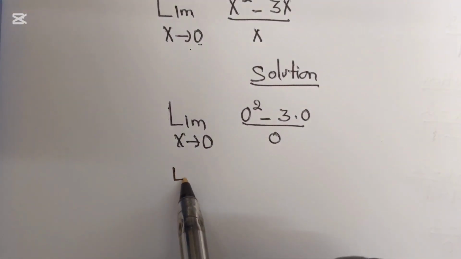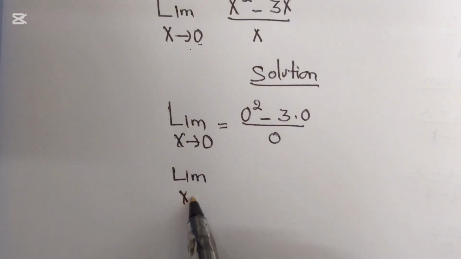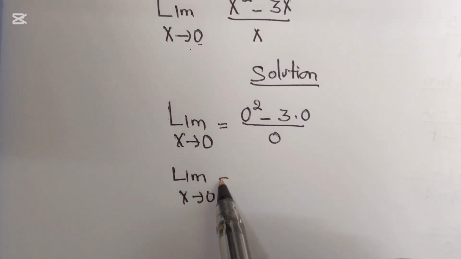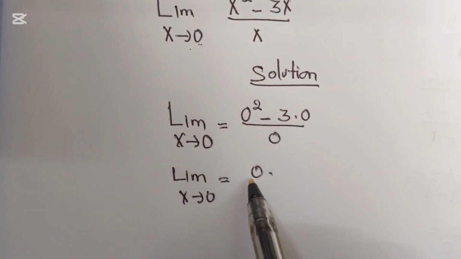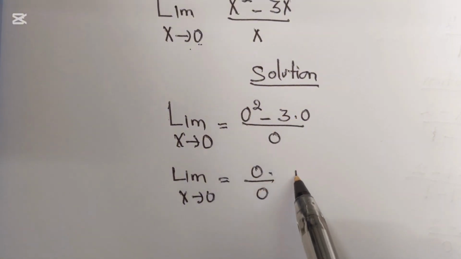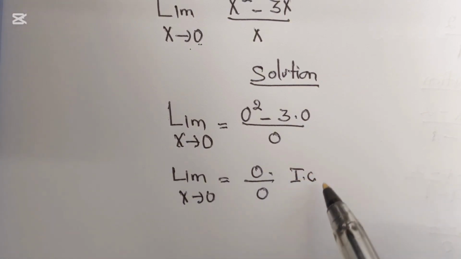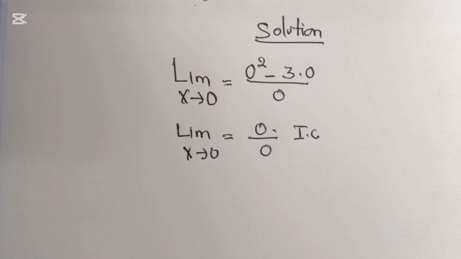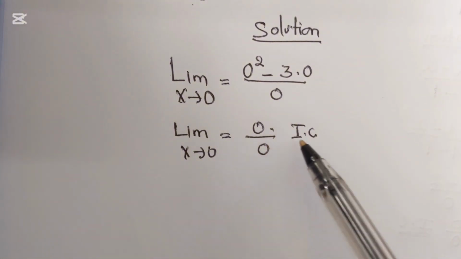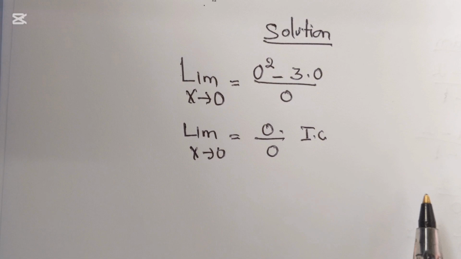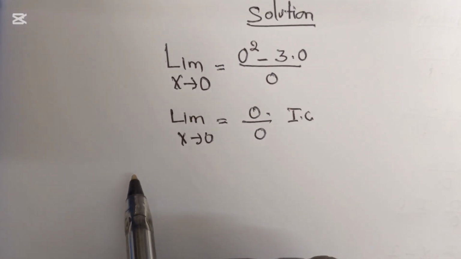This will bring limit x approaching 0 equal to 0 minus 0 over 0, which means this is an indeterminate case or indeterminate form. If your function is an indeterminate case, you have to come back to the form you have here and write it again like this.